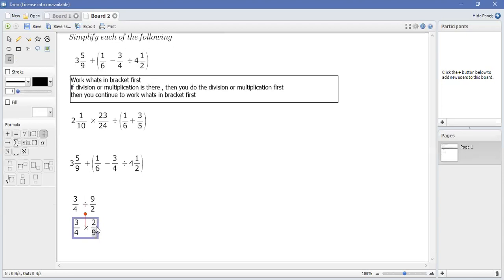Then you multiply across, you multiply straight. So 3 times 2 is 6, and 4 times 9 is 36, right? Everybody get that? All right. Now you're going to use the 6 over 36 and subtract it from the 1 6. Let's continue.